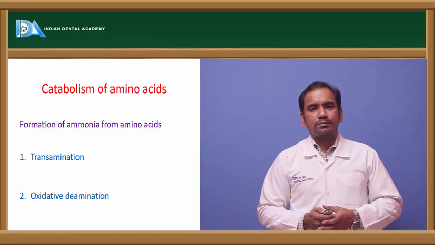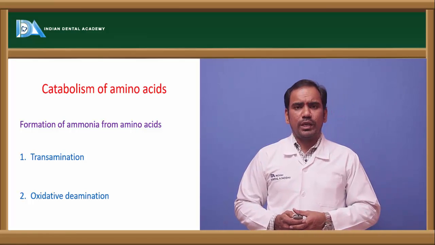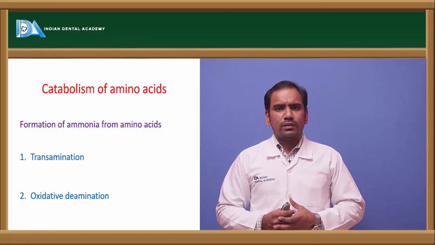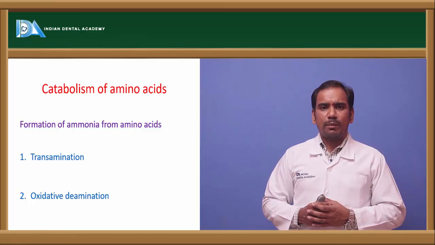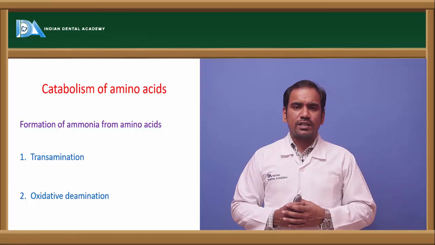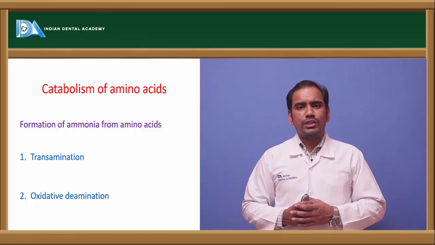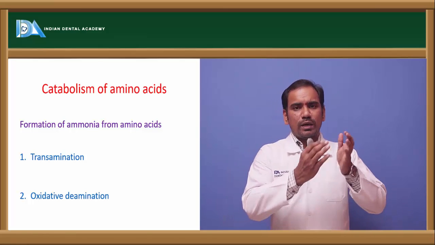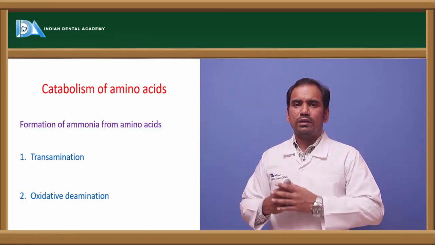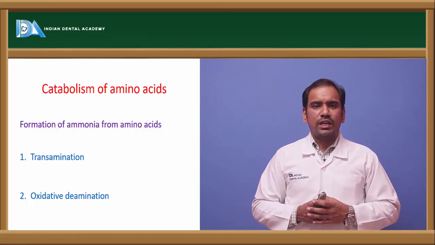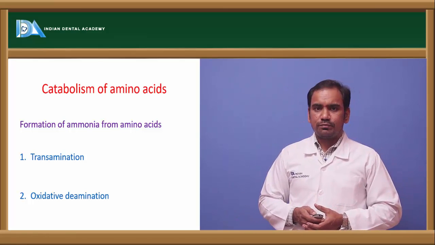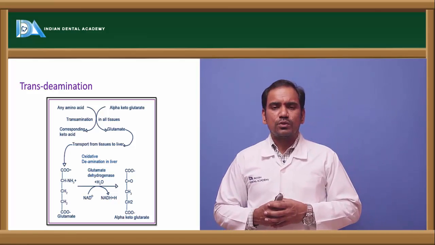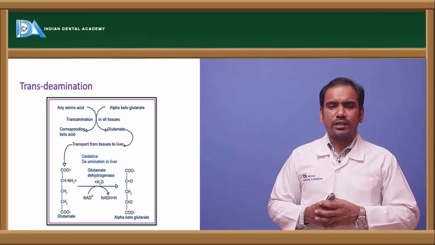Right? So that is metabolism of ammonia. Ammonia is formed in the catabolism of amino acids by two mechanisms, that is transamination and oxidative deamination. In this way, the amino group in amino acid is transferred to the liver by transamination and oxidative deamination. These two are coupled processes, together we call it transdeamination.